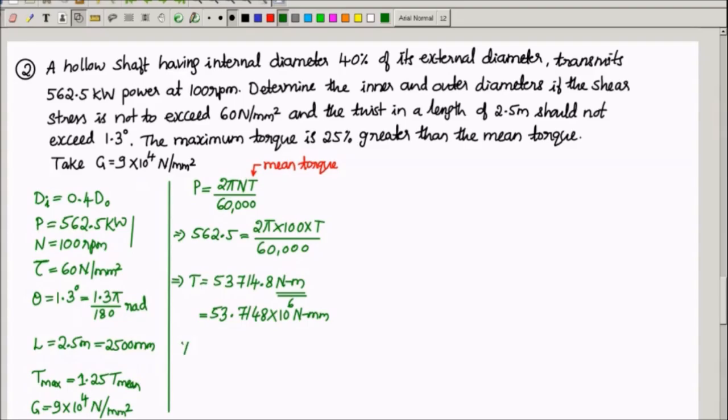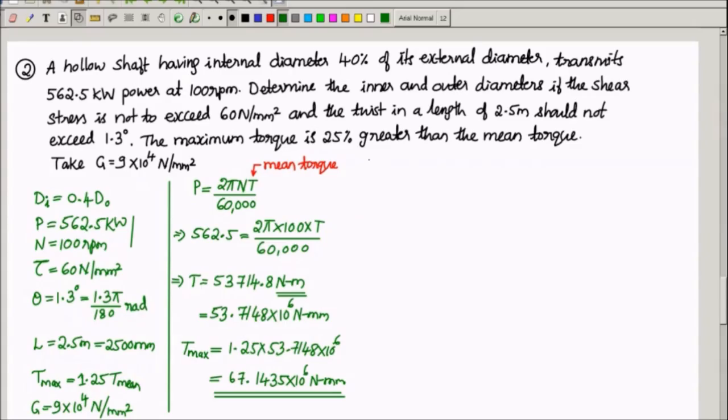So let us calculate maximum torque. Maximum torque is 1.25 into 53.7148 into 10 power 6. It comes out to be 67.1435 into 10 power 6 Newton millimeter. This is the torque the shaft should be capable of transmitting. Now, based on this torque, let us try to find out what is the diameter required.